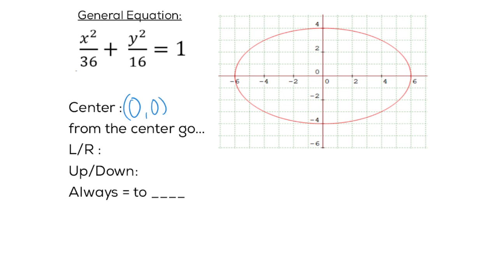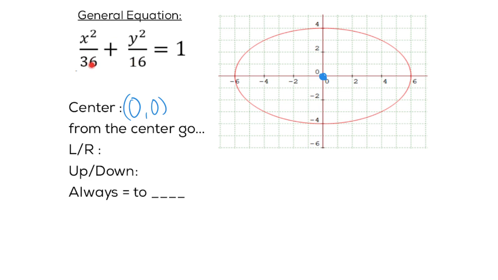You can see in the graph that's already done for us, it's centered right here at the origin. And then from the center, and this is us trying to graph this ellipse, whatever is underneath the x is what I'm going to want to move left and right. Whatever's under the y, I want to move up and down.